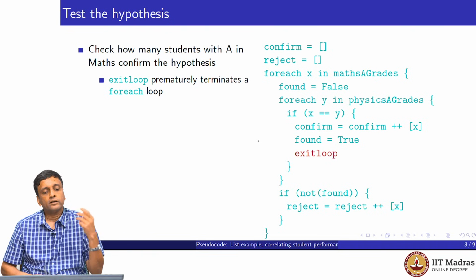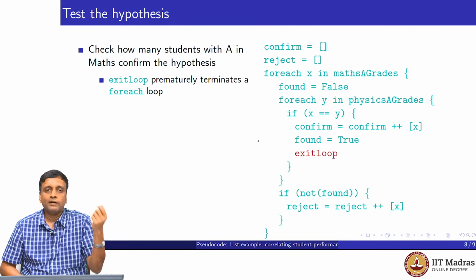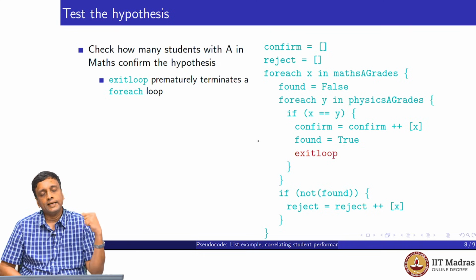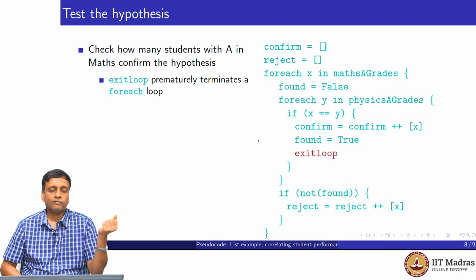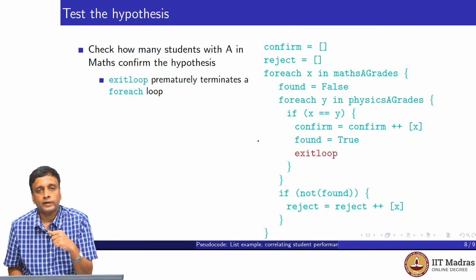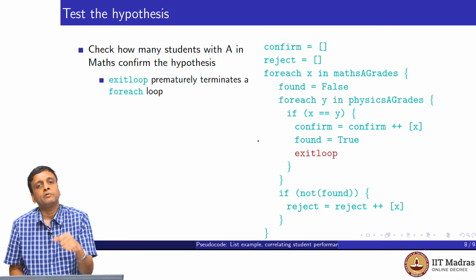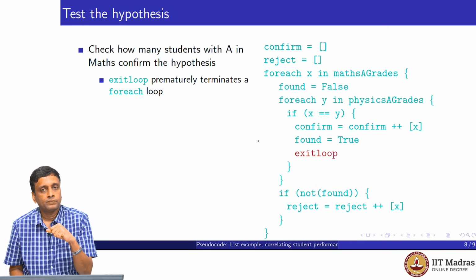So now we have got these 4 things. So the first thing we have to check is how many students who have got A in maths have also got A in physics. This is just our familiar for each, right? We have to do a for each x in maths, for each y in physics, check if x is equal to y. Only thing is we have to keep track of whether we found the x or not, right? Earlier we were only keeping track one way. We were only keeping track of those things that we found.